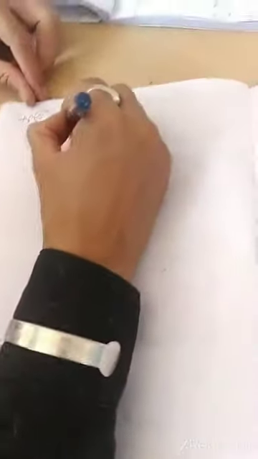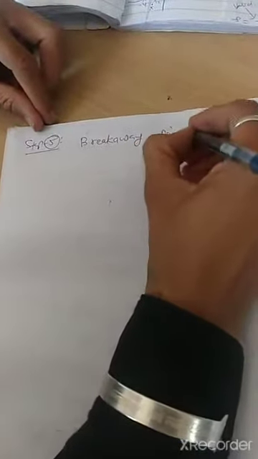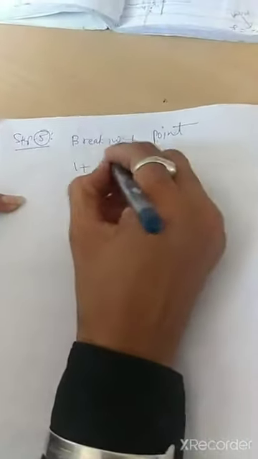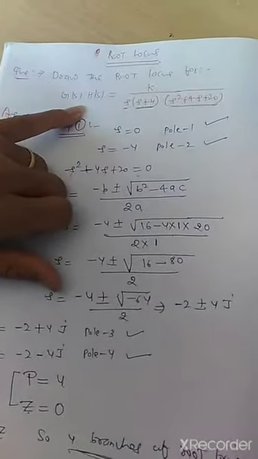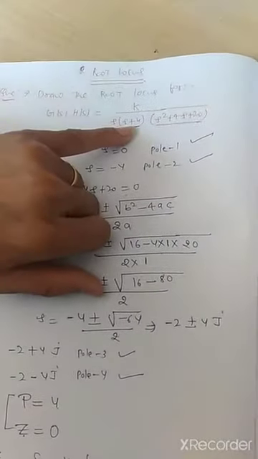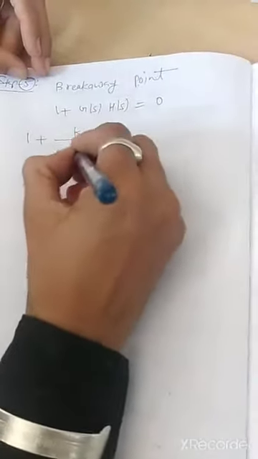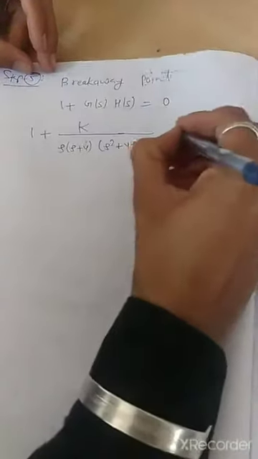Now the step number 5 is the breakaway point. Here we will find out a valid breakaway point. To find out the breakaway point, we will write down 1 plus GsHs equal to 0. Now in the question, it is given that GsHs is equal to K divided by s plus 4, s square plus 4s plus 20. So we will write down 1 plus K divided by s plus 4, s square plus 4s plus 20, and that is equal to 0.